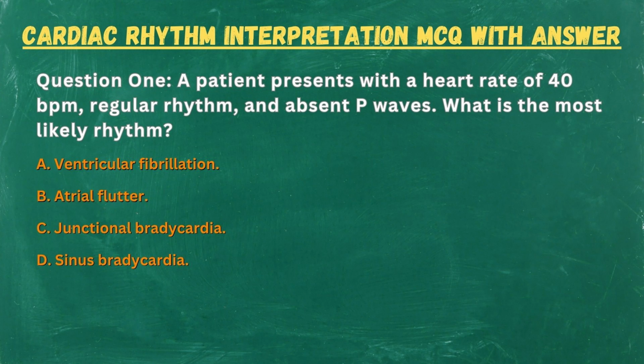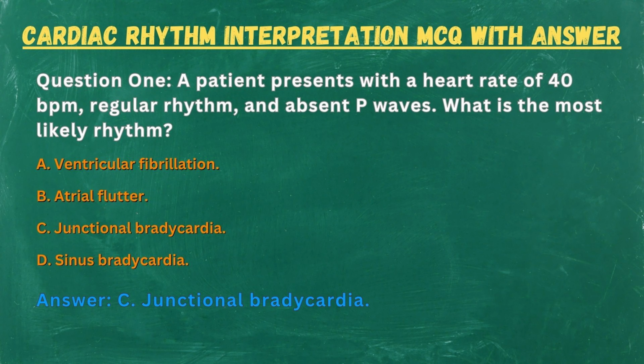Question 1. A patient presents with a heart rate of 40 BPM, regular rhythm, and absent P waves. What is the most likely rhythm? A. Ventricular fibrillation. B. Atrial flutter. C. Junctional bradycardia. D. Sinus bradycardia.